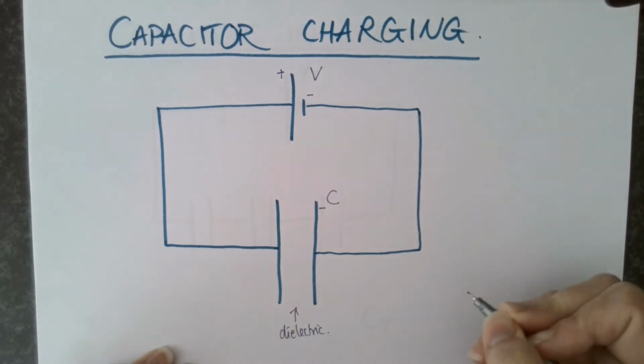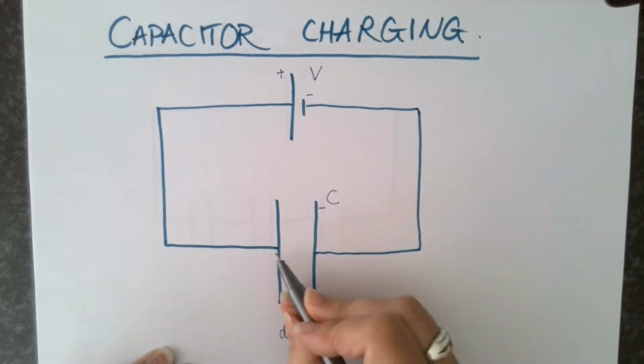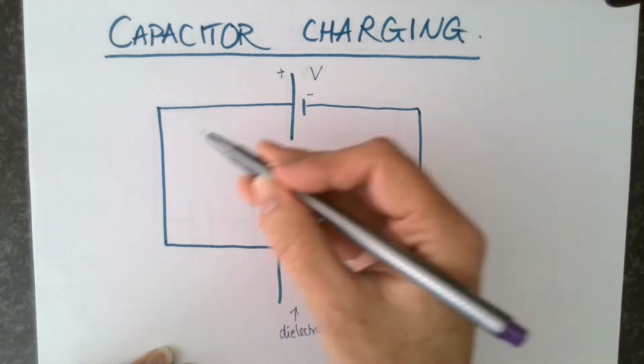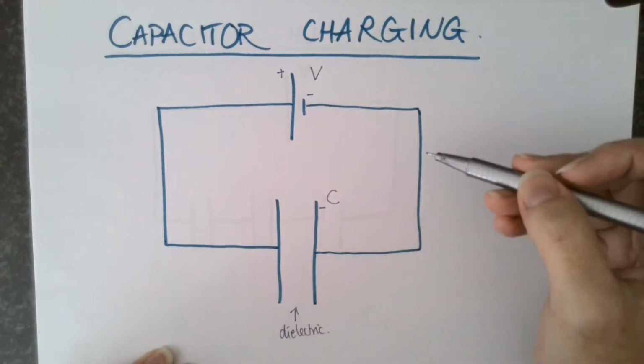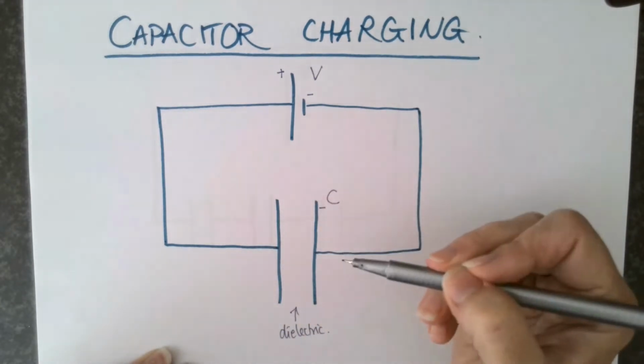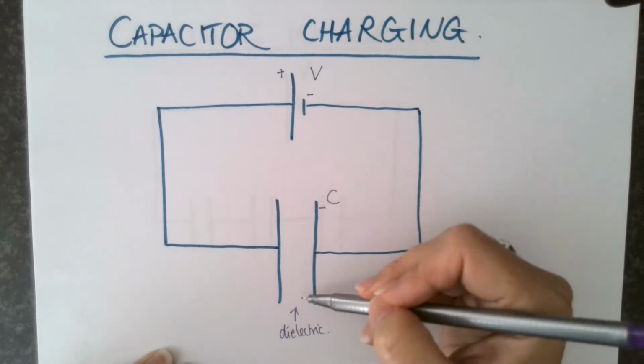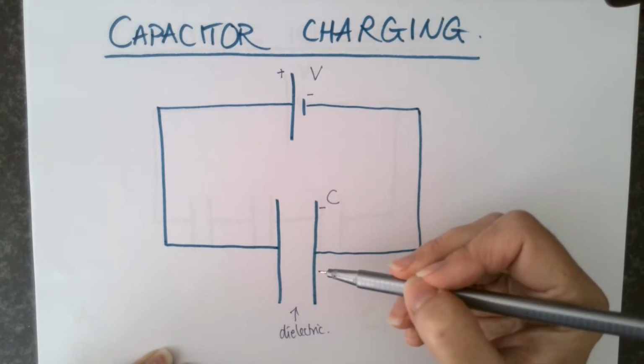That is the name for the insulator that stops the charge from flowing between the two plates, so there's not a direct pathway of charge. Current will flow in the wires but not actually between the two plates in the capacitor. If that happens, then the dielectric is broken down and your capacitor is no longer working.